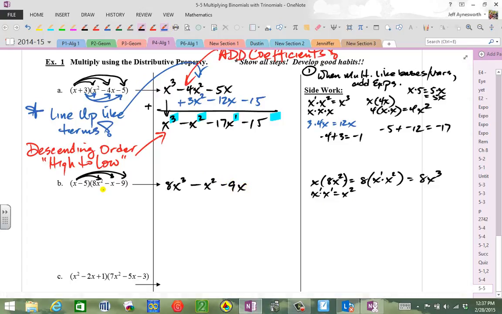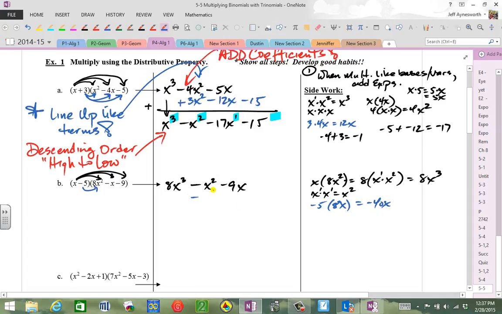Switching colors, here we go. You got to distribute through the -5 3 times. Again, distributing through the first term 3 times, and then distributing the second term 3 times. -5 times 8x squared. That's just -40x squared. Negative times positive is negative.